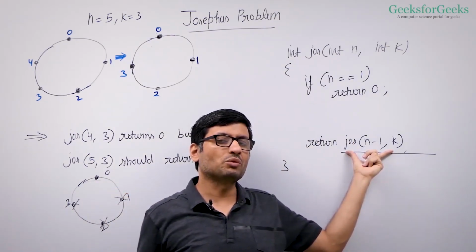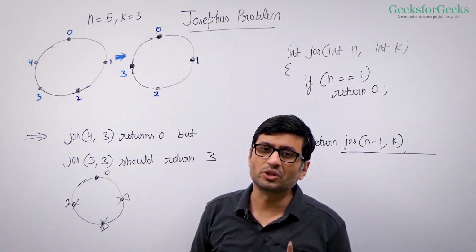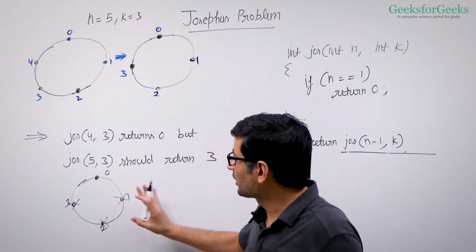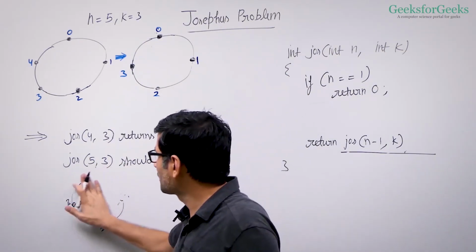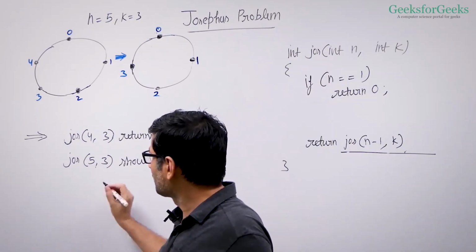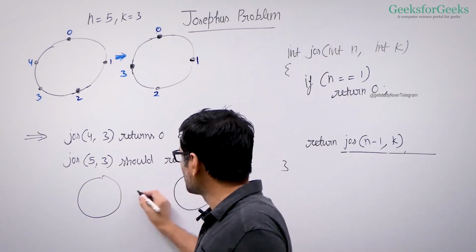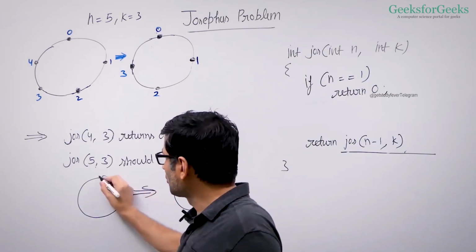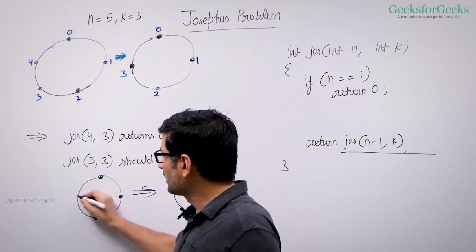And what do we want? We want 3, right? So how do we get this relationship between 0 and 3? Let's see one more example. Let's talk about 4, 3. In 4, 3, it's going to make a recursive call to 3, 3. If you have 4, 3, you are going to make a recursive call for 3, 3.